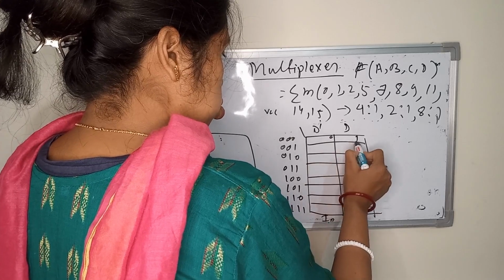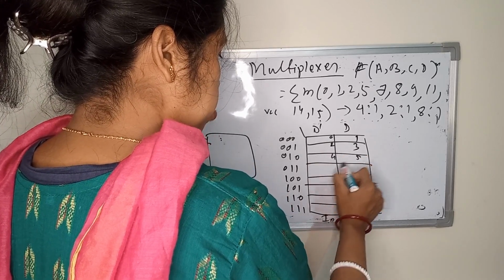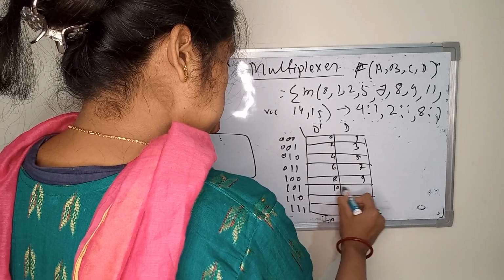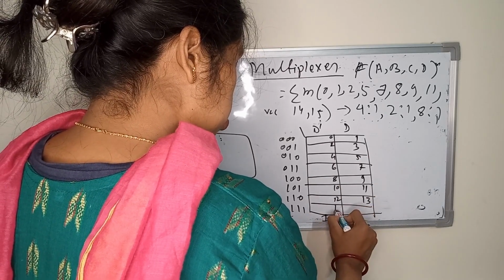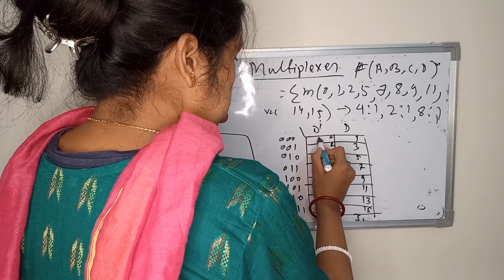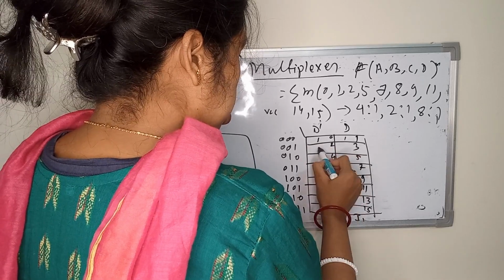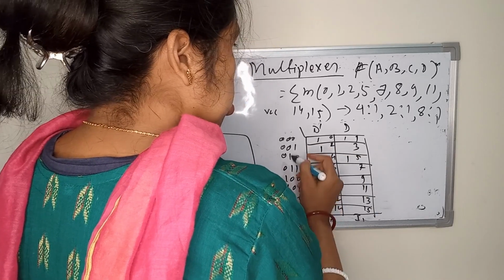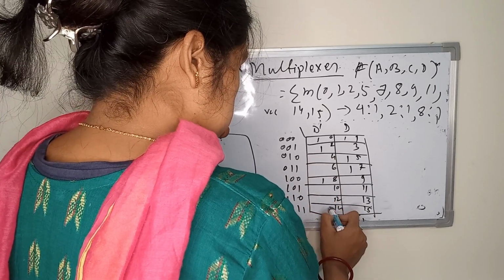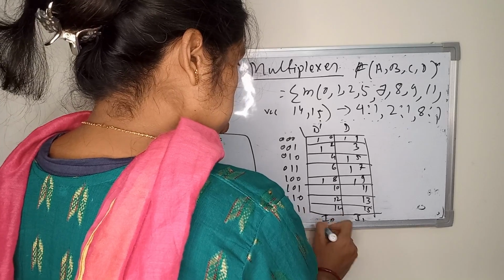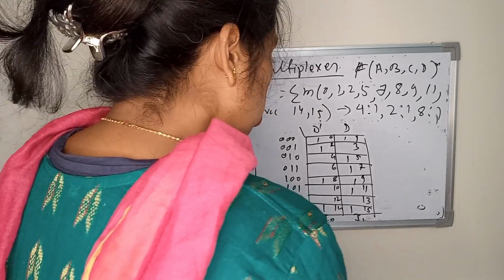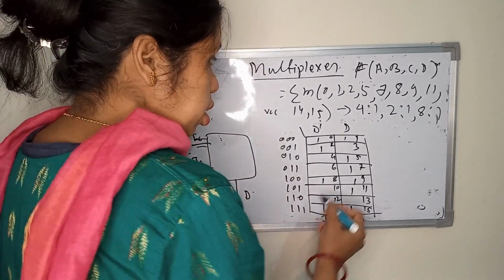So it is like this: 0, 1, 2, 3, 4, 5, 6, 7, 8, 9, 10, 11, 12, 13, 14, 15. So I am putting the minterms here. 0, 1, 2, 5, 7, 8, 9, 11, 14, 15. Now here I am to get the I naught.